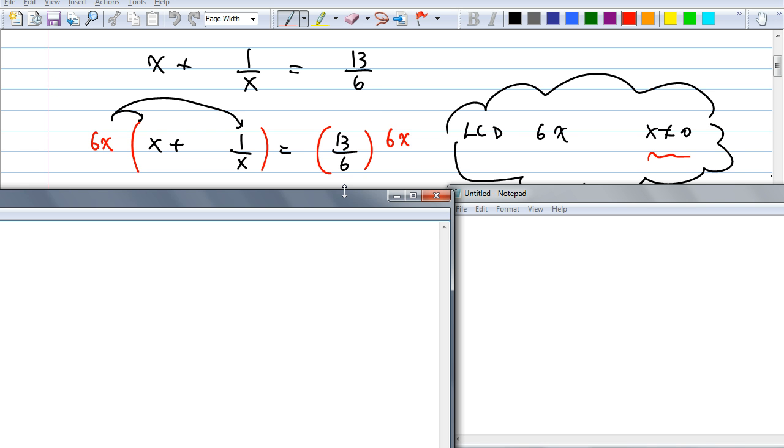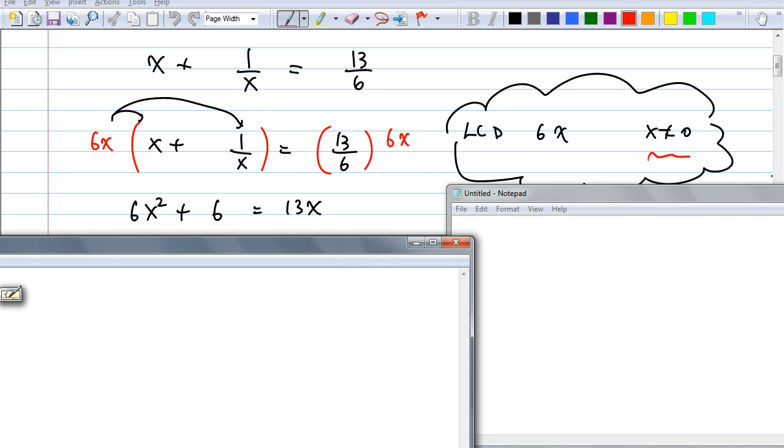I'm getting 6x squared. Good. Plus 6x over x, which is simply 6. Equals 13x. 6 is canceled out. Very good. Did you all get this? You see how nice this equation becomes when you multiply both sides by the LCD? But because we're multiplying both sides by something with x, we may be introducing more solutions, so of course at the end you got to check. But it does become very nice and we know how to solve something like this.